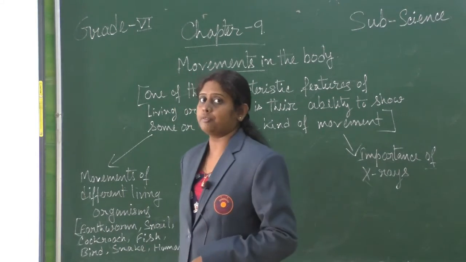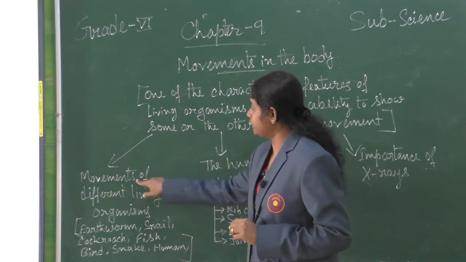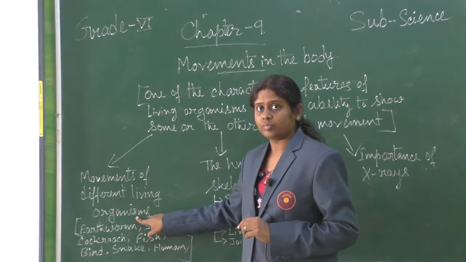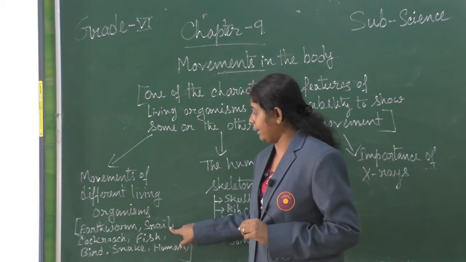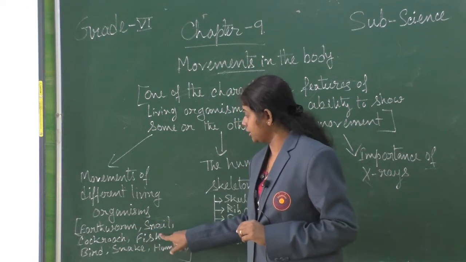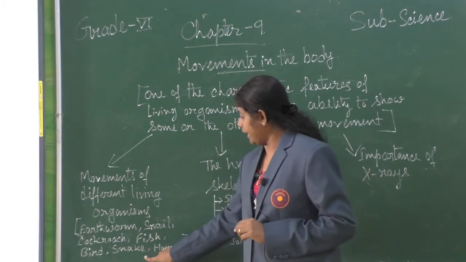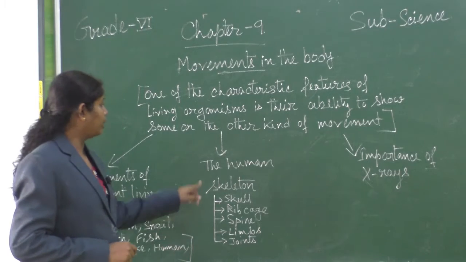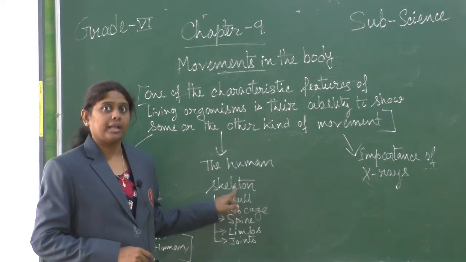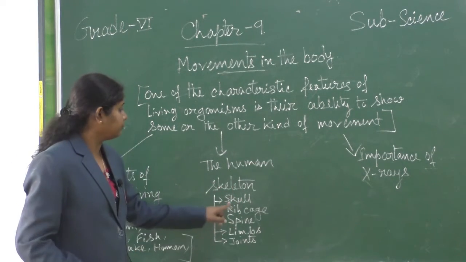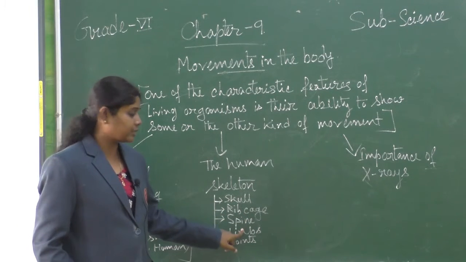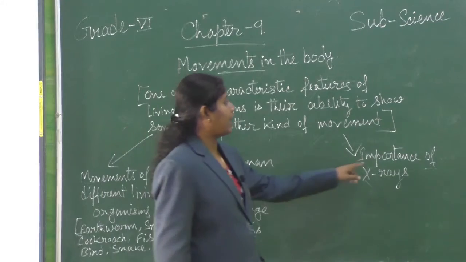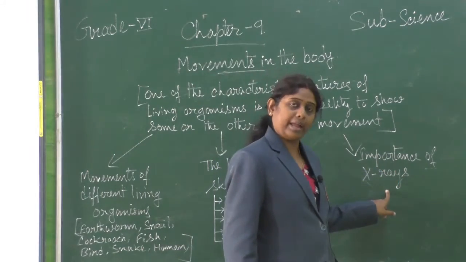So in this chapter, first we have learned the different movements of different living organisms: earthworm, snail, cockroach, fish, bird, snake and human being. Next we have learned about the human skeleton. In this topic we have learned skull, ribcage, spine, limbs and joints. Next we have learned the importance of X-ray.